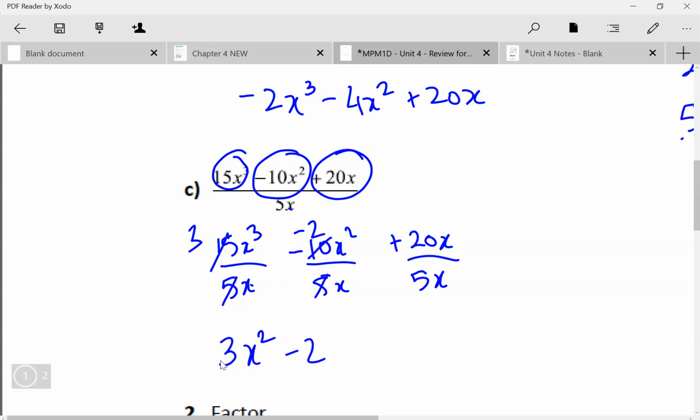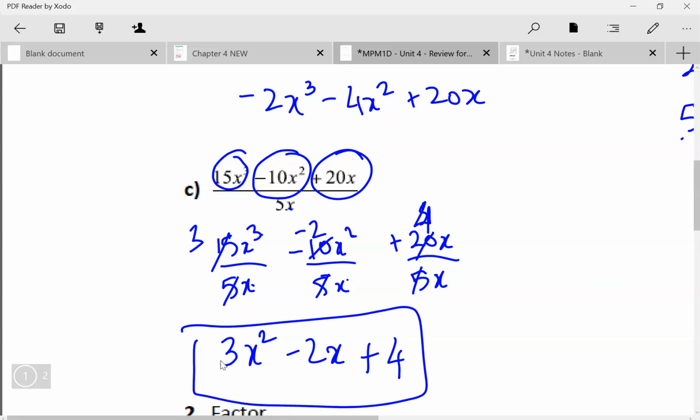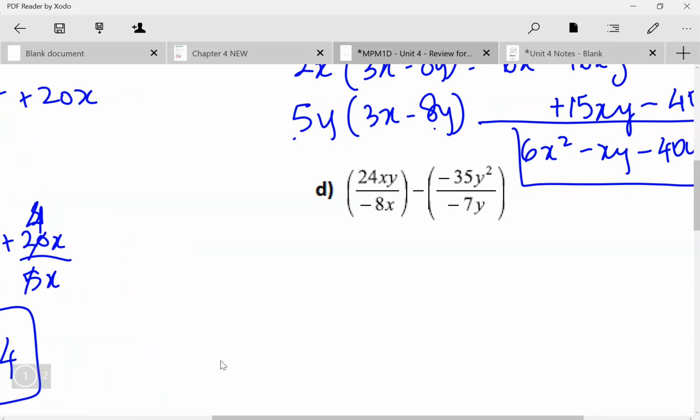Negative 2. 2 minus 1 is 1. 20 and 5 just give me a 4. Plus 4. x divided by 1 minus 1 is 0. x to the power of 0 is 1. And this is my answer.